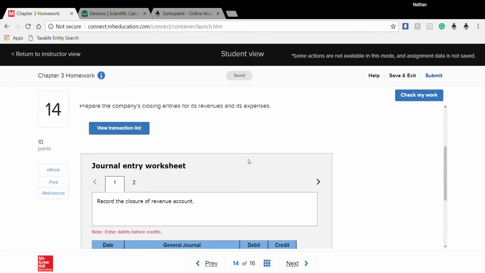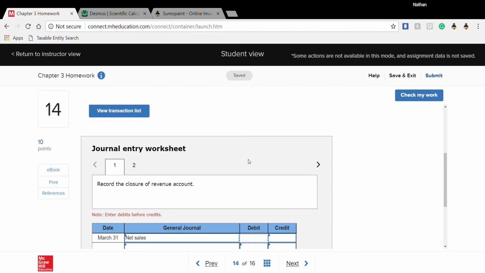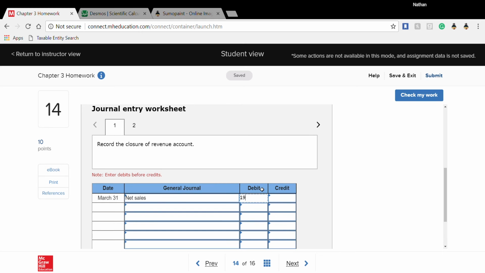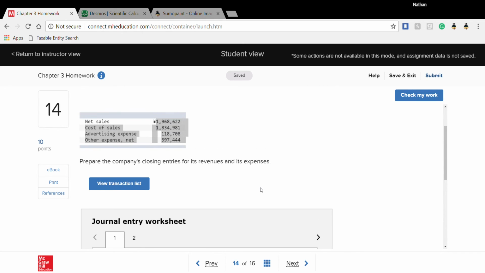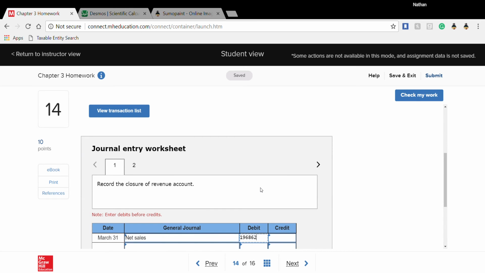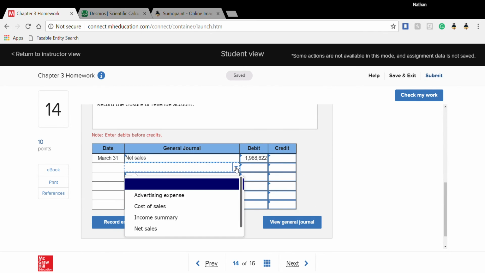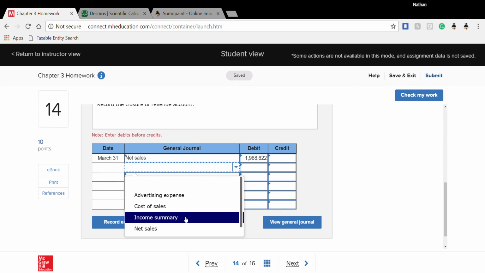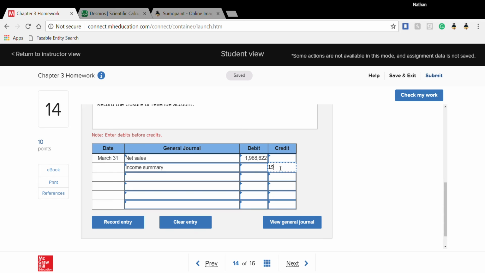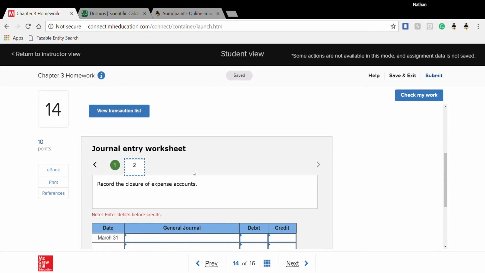We're going to debit for the million, 1,968,622. And we use our new account, income summary, and it's going to be the credit, 1,968,622. So always remember this when we close out revenue: the revenue is going to be debited, and income summary is going to be credited. Number 2.